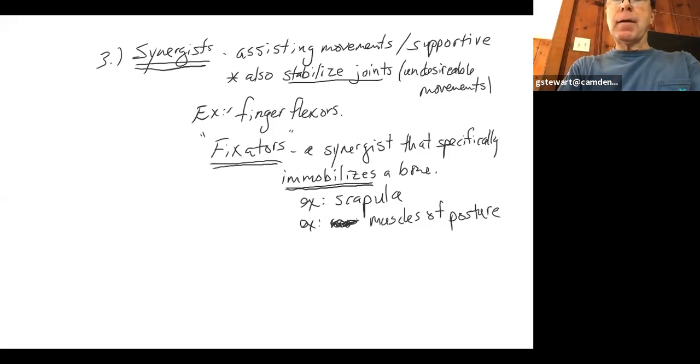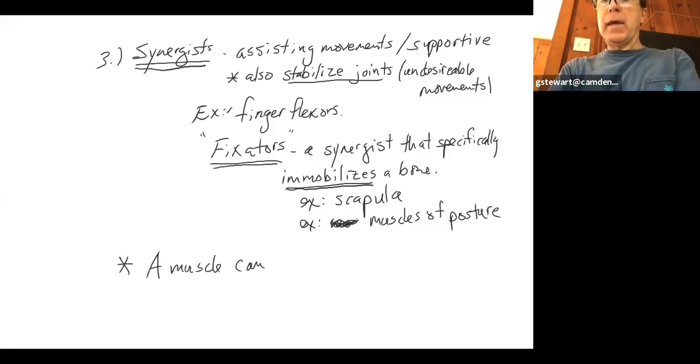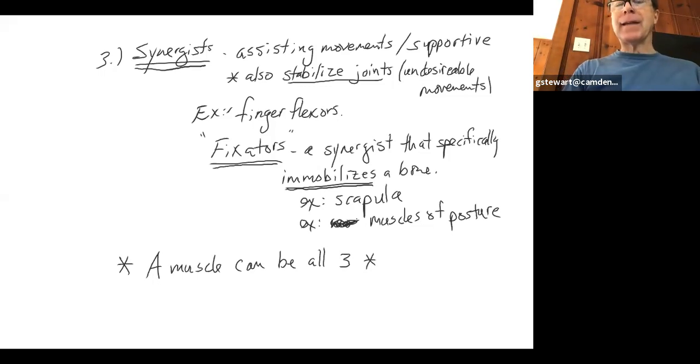Last thing I'm going to say about these three categories is that, I already said this, I'm going to write it. A muscle doesn't only have to fit into one of these three categories. A muscle can actually be all three: an agonist, an antagonist, and a synergist. All right, let's move on.